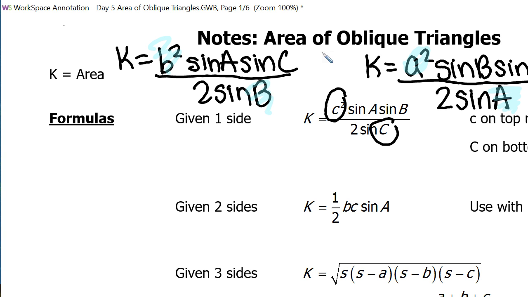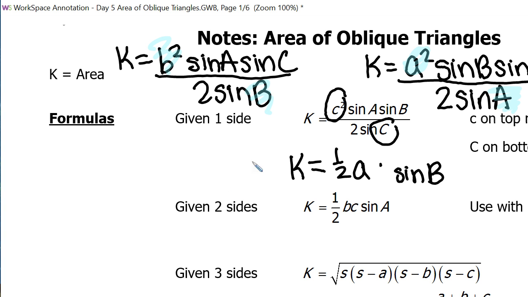The next formula is if you are given two sides. So if we are given two sides, the formula for the area would be 1/2 times the product of the two sides times the sine of the third angle, which would be angle A. And again, that's just one version of that formula. The other version, we could have K equals 1/2. And what if they gave me angle B? What would be the other two sides? A and C. So this would be 1/2 A times C times sine of angle B.